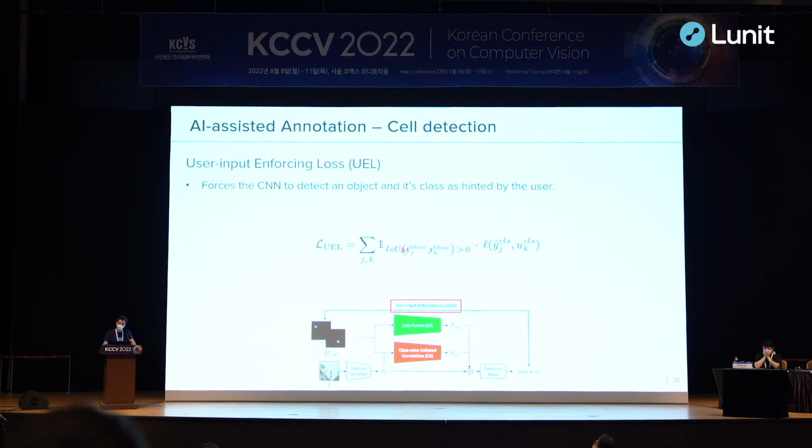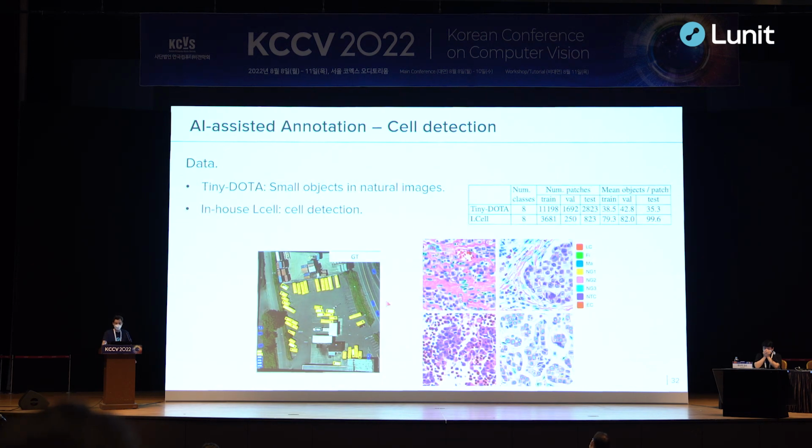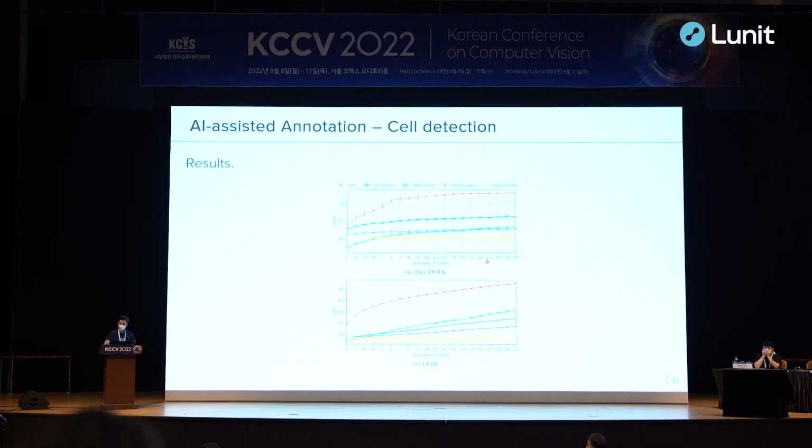Okay, so we have these three components: the loss, the late fusion module, and the C3 module. And we test on both natural images, in the Tiny dataset of small objects, and our in-house cell detection dataset. And the results look like this.